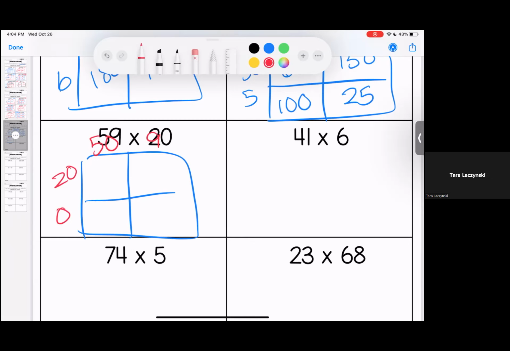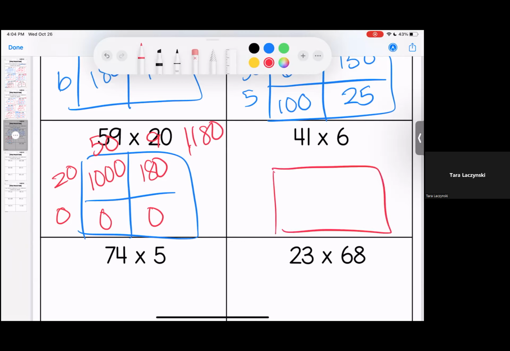All right, 59 times 20. 5 times 2 is 10. We have 2 zeros. 2 times 9 is 18 with 1 zero. Anything times 0 gives you 0. If you were to add up 1,000 plus 180, we have 1,180.